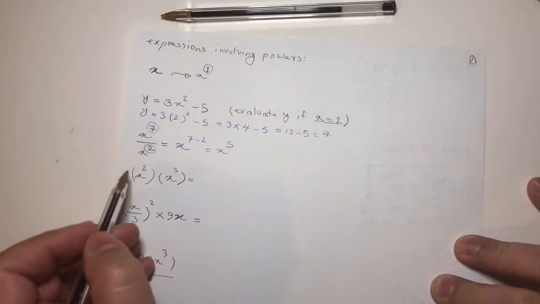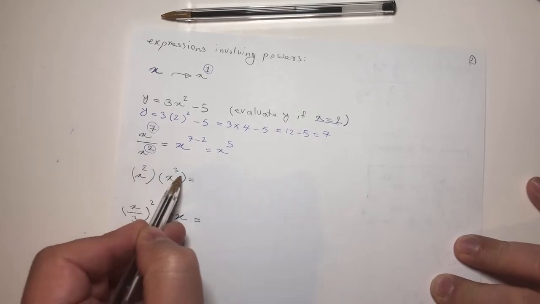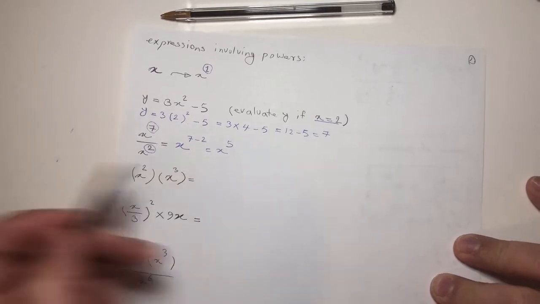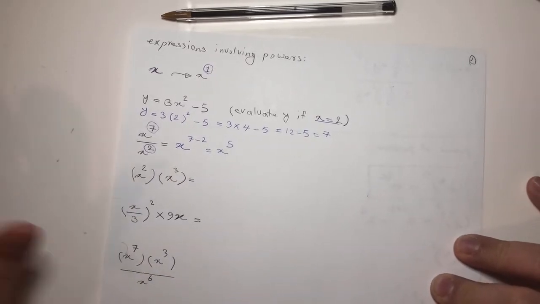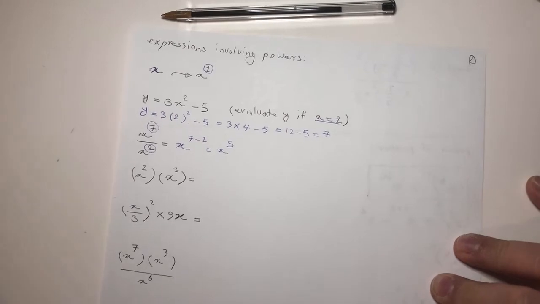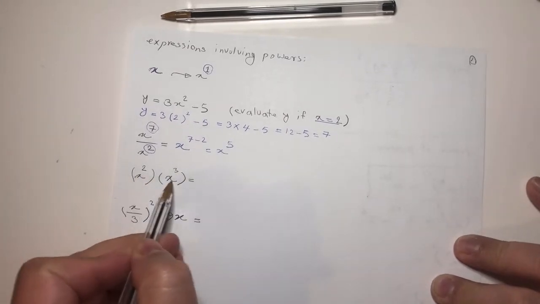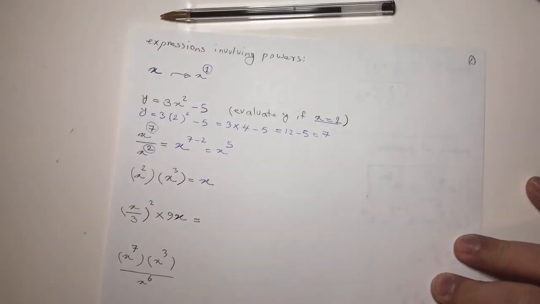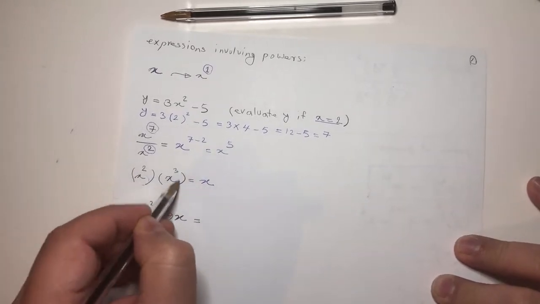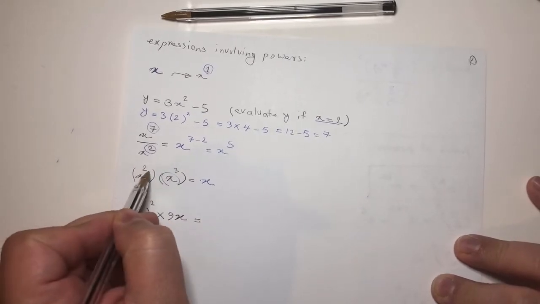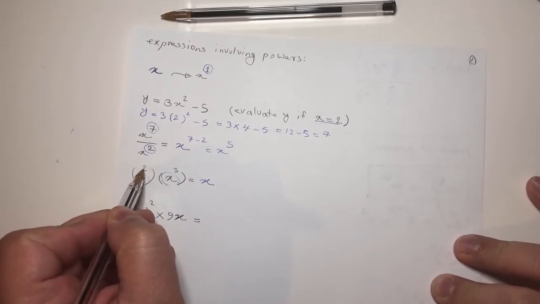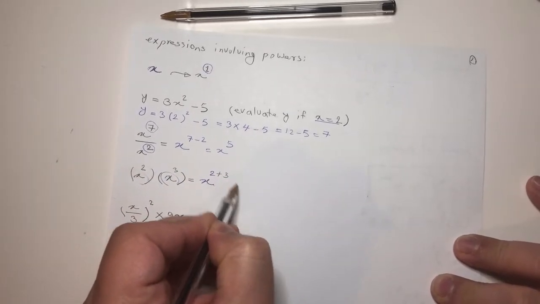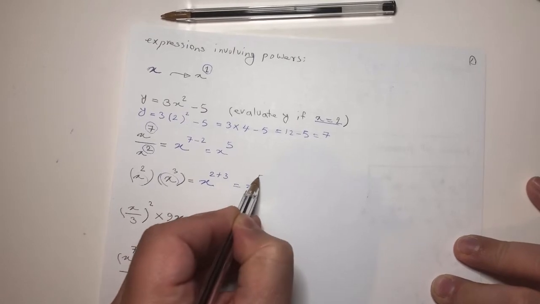Let's look at the other one. x to the power of 2 multiplied by x to the power of 3. Again, from the previous video, when we have a multiplication in which the bases of the two exponents are the same, we can use one of them, okay, x. And what we do with the exponent is we simply add them together, right? 2 plus 3. So it would be x to the power of 5.